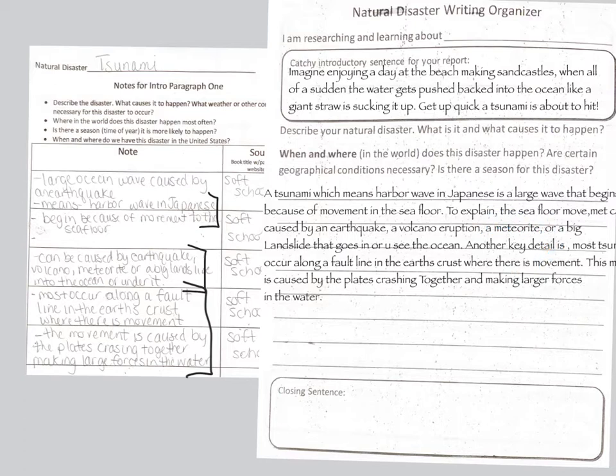Now I'm going to begin my closing sentence. As I discussed last week, our closing sentence should wrap up what the text was about, but it should also lead us into the next paragraph. Now I know that my next paragraph is about the damages that it causes. So I'm going to keep that in the back of my mind down here at the bottom as I'm beginning to write my closing sentence.